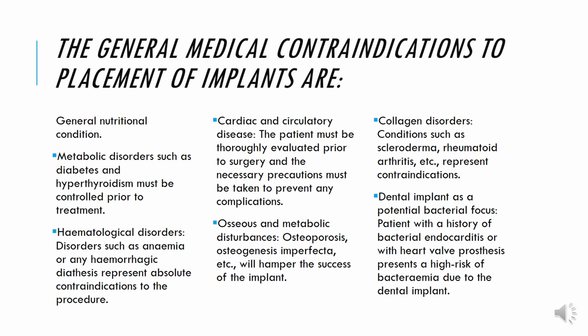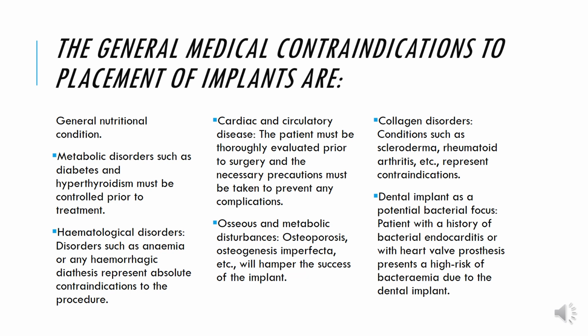The general medical contraindications to placement of implants are general nutritional condition. Metabolic disorders such as diabetes and hyperthyroidism must be controlled prior to treatment. Hematological disorders such as anemia or any hemorrhagic diathesis represent absolute contraindications to the procedure. Cardiac and circulatory disease. The patient must be thoroughly evaluated prior to surgery and the necessary precautions must be taken to prevent any complications. Osseous and metabolic disturbances.